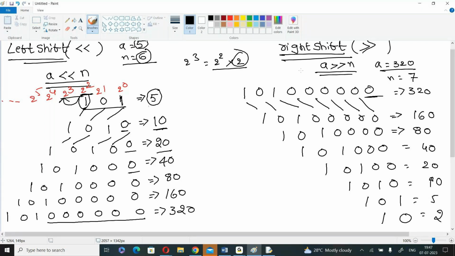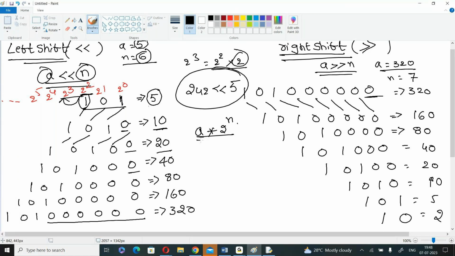Otherwise this is very complicated. For example, one number is given, 242, left shift by 5 times. The problem is, first you need to write 242 in binary, then add 5 zeros, and again convert into decimal. Instead of that, you have a simple formula. The formula is: what is your variable? A into n number of times. Each and every time the value is doubled. That is the reason: A into 2 power n. You are getting the answer directly.